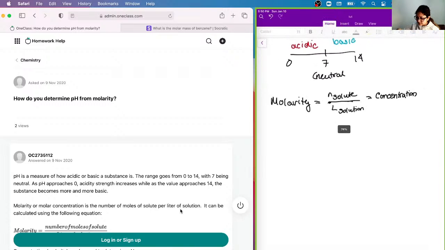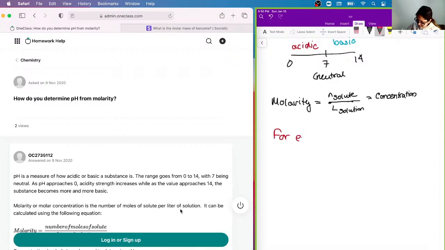So let's say, for example, we have a sample of nitric acid, HNO3, that has a concentration of 0.0032 molar.